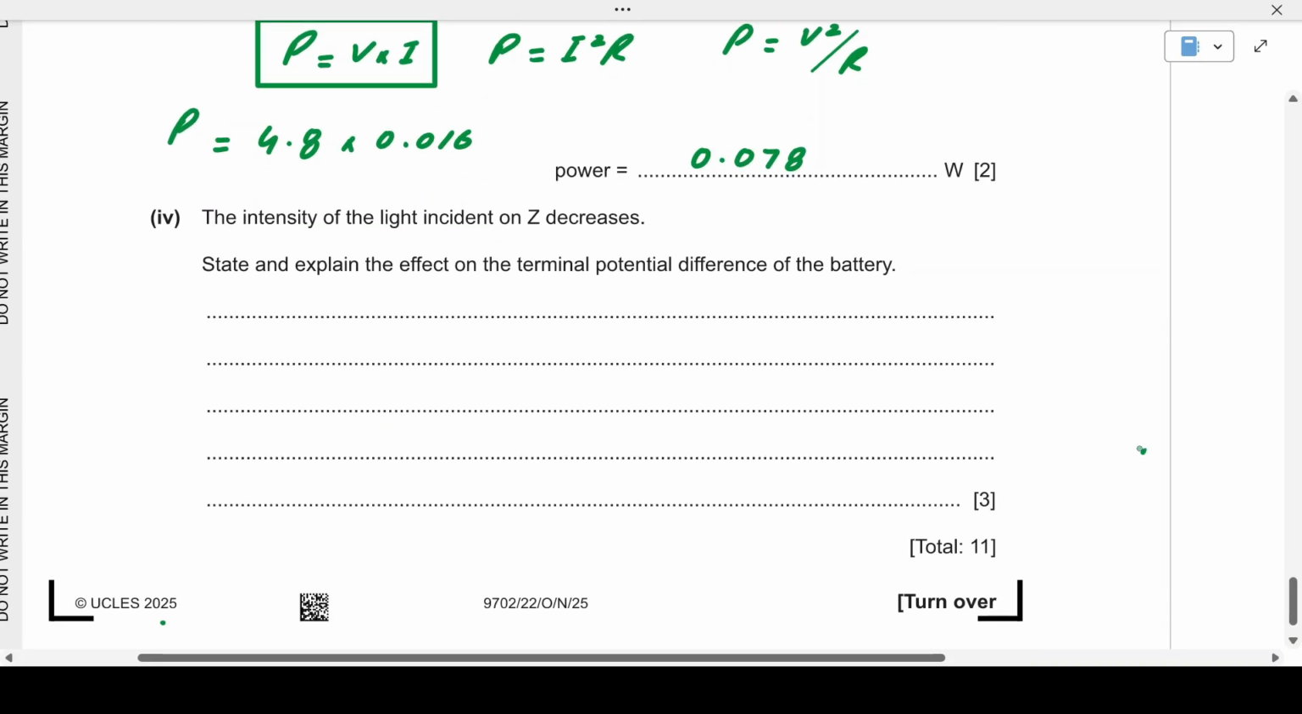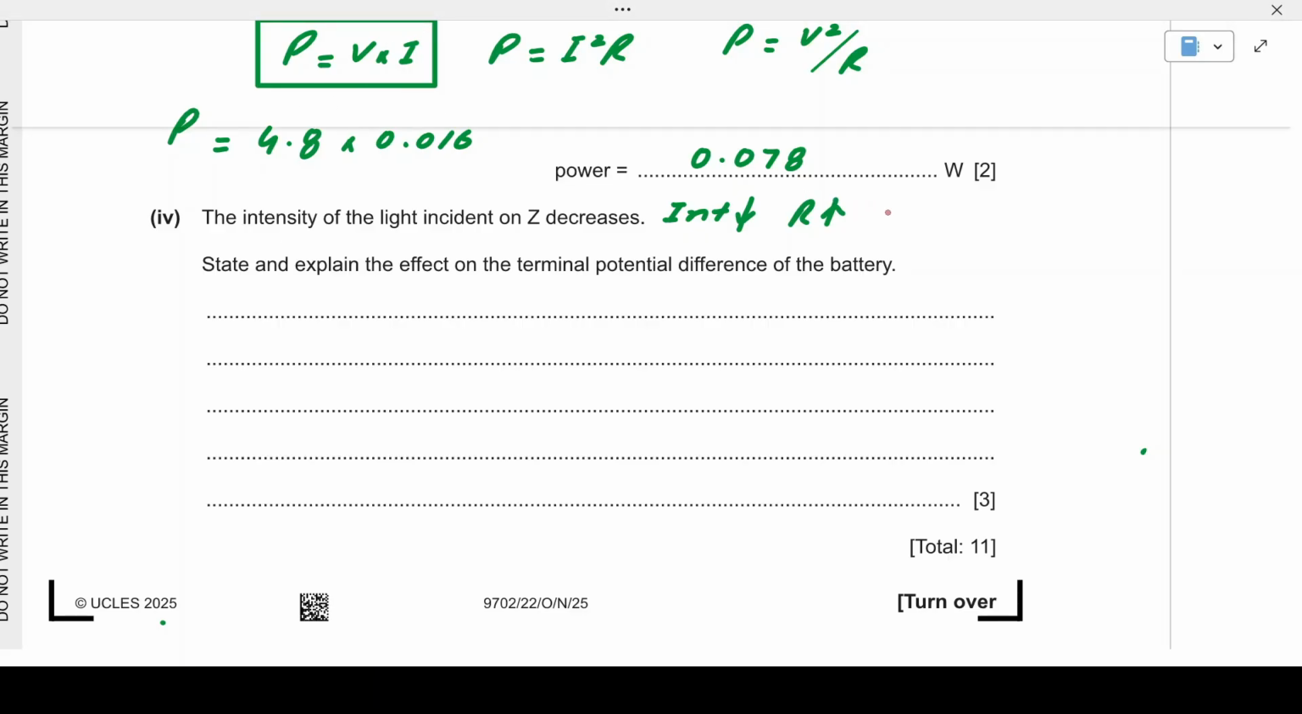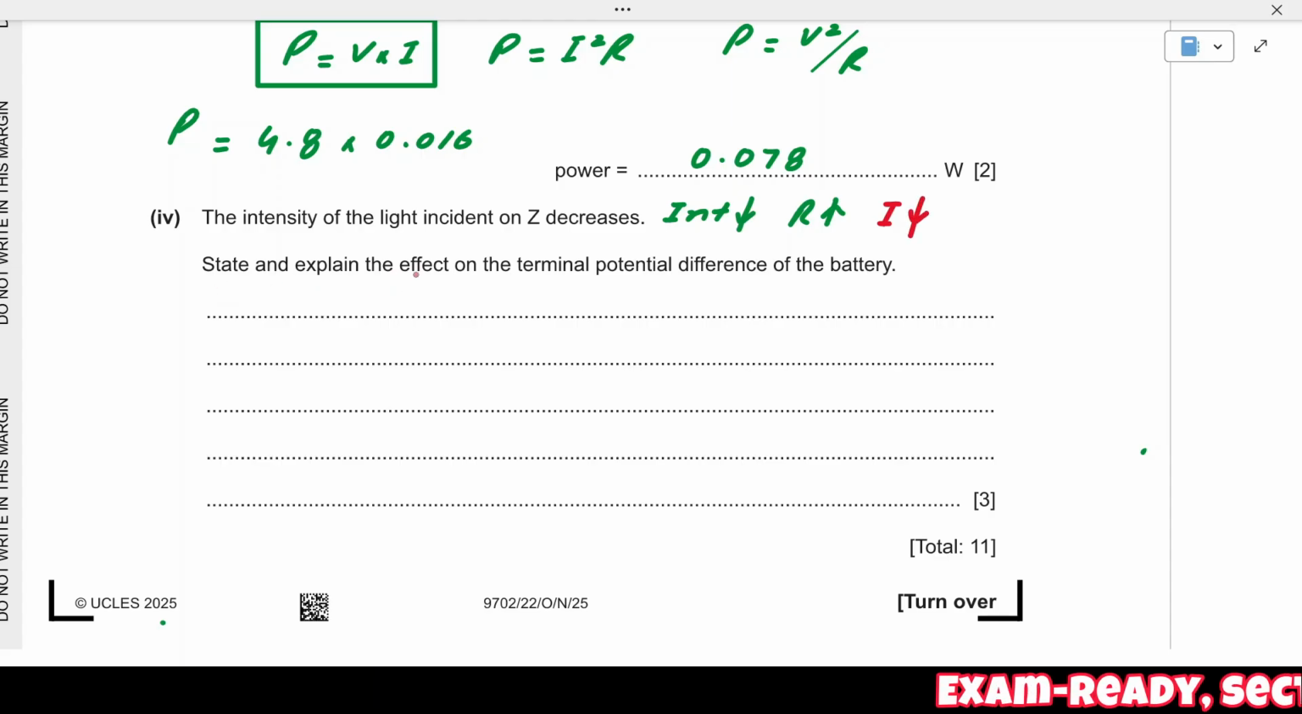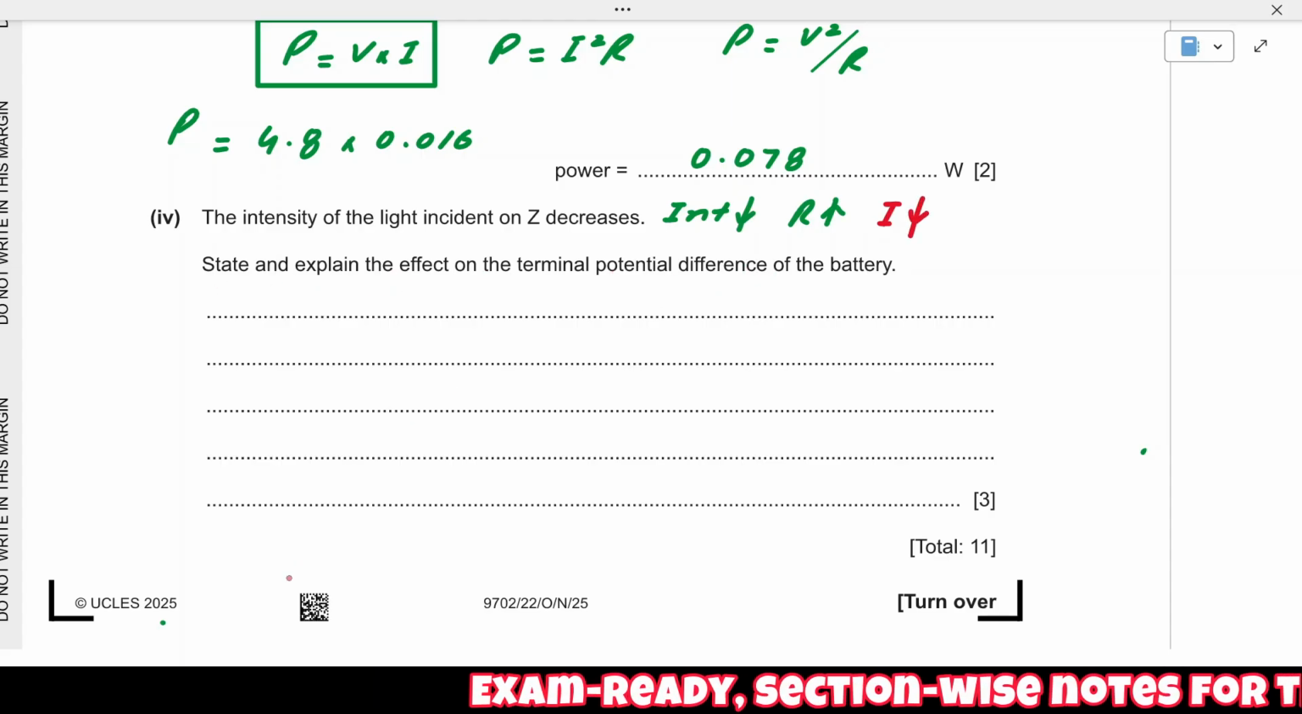The intensity of the light incident on R decreases. So intensity of light decreases. It means the resistance of the LDR will increase. So less current will flow through LDR. Explain what happens to the terminal potential difference of the battery.